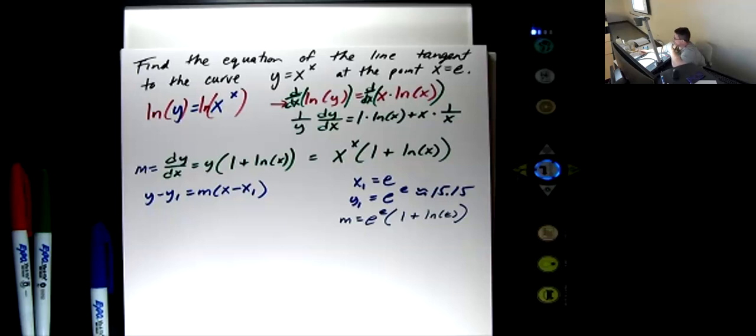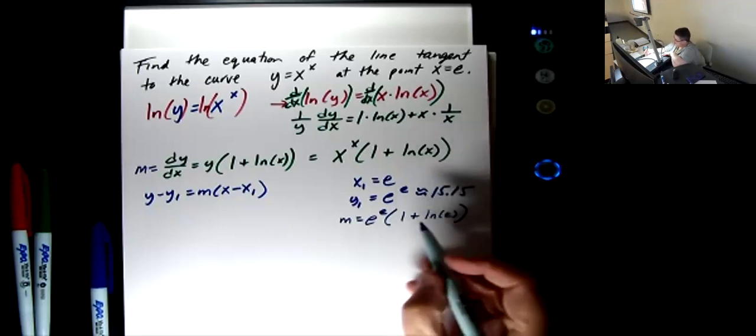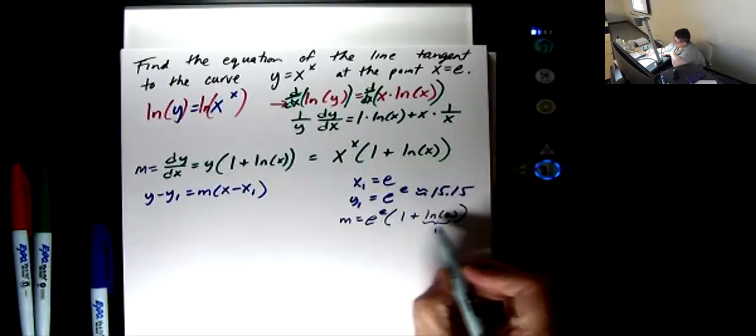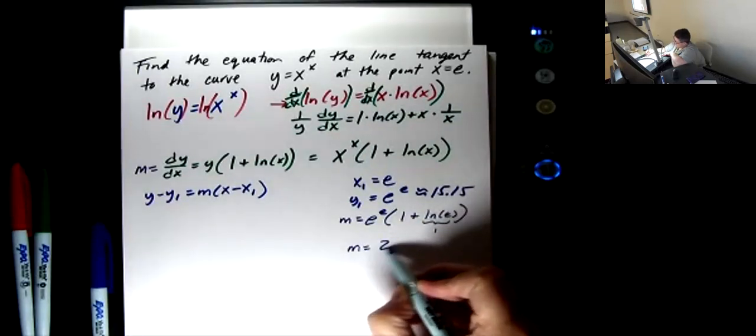What is the natural log of e? This shows you how rusty you guys are on some of this. This is one of the most well-known, easiest ones to do. Natural log of e is 1. So 1 plus 1 is 2, m equals 2e to the e.